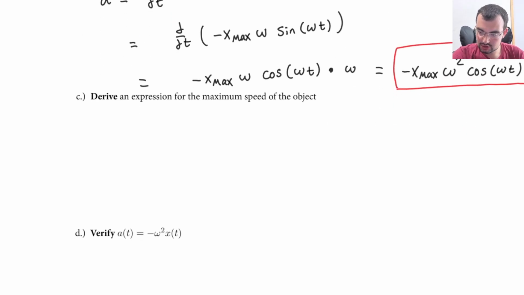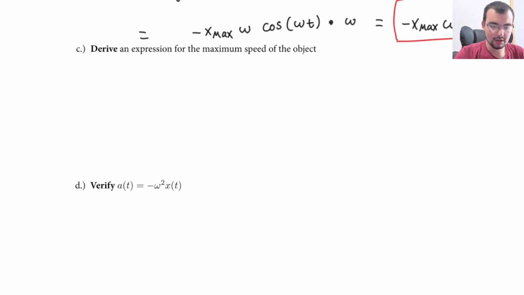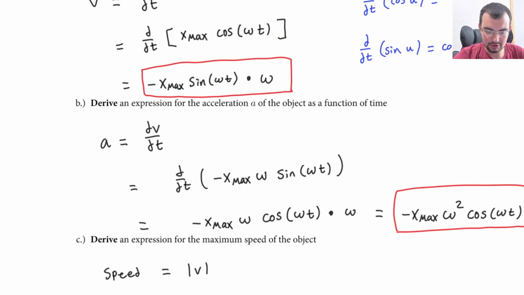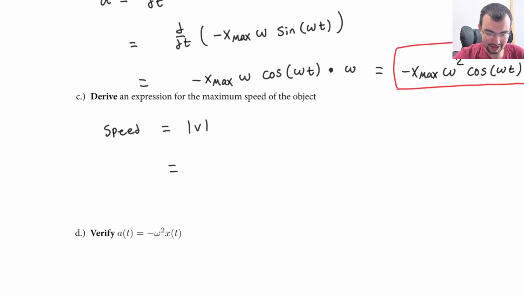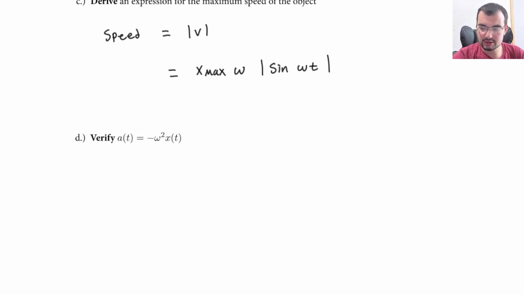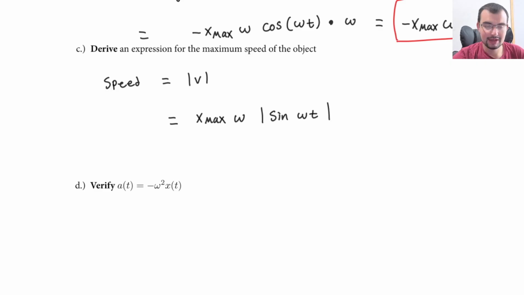All right, what is the maximum speed of the object? Well, we know that speed is simply the magnitude of the velocity. And our velocity function was negative x max omega sine omega t. We get x max omega sine of omega t.